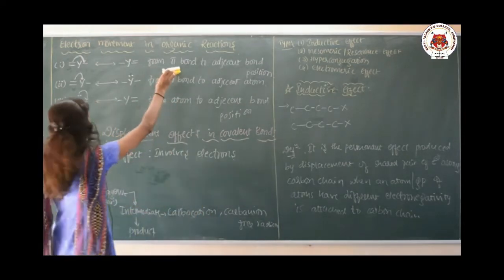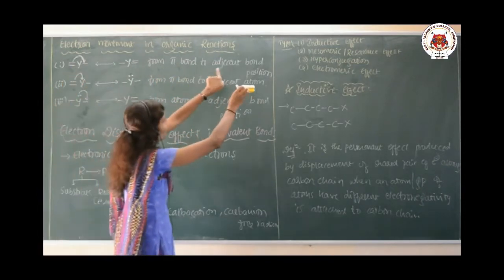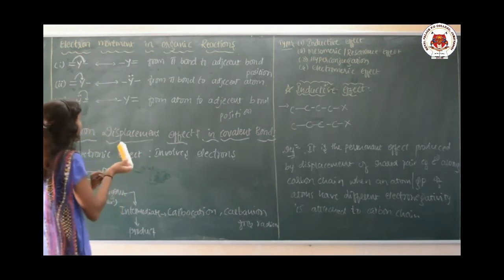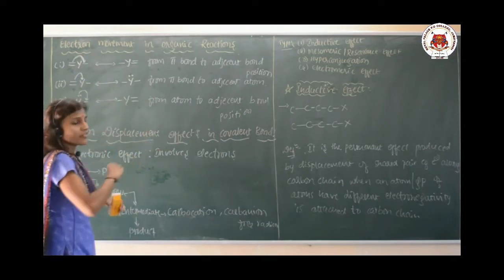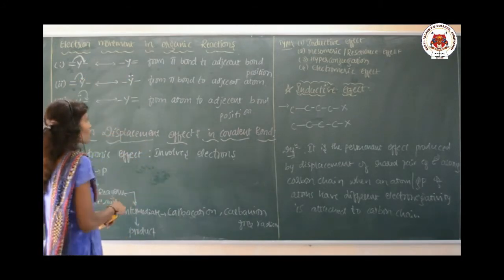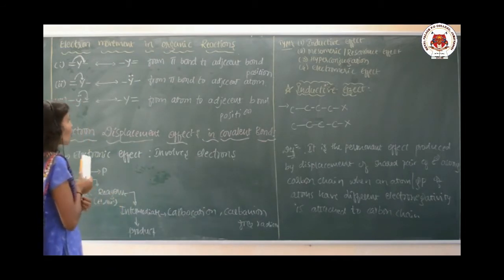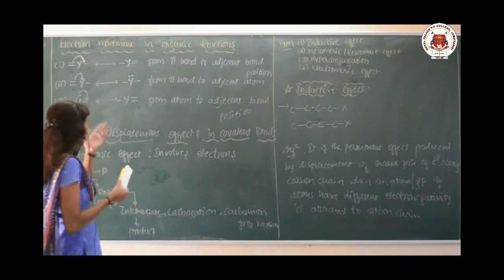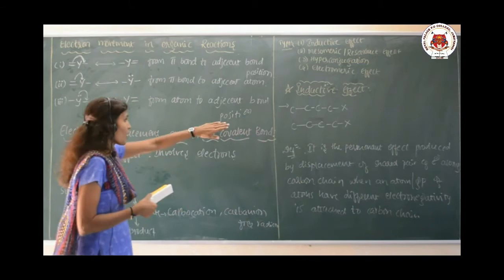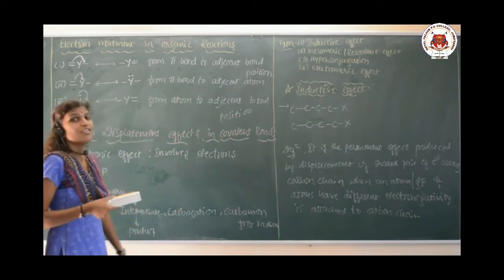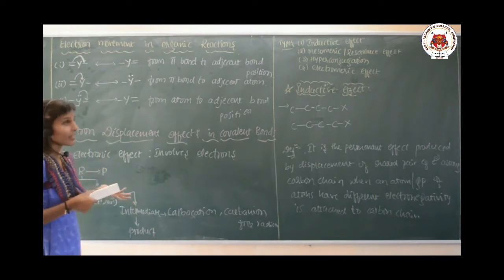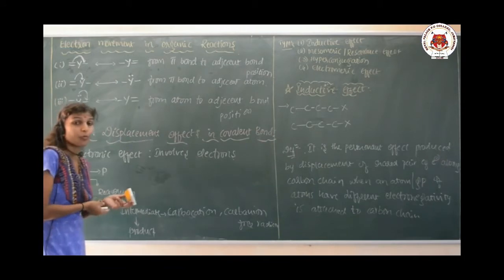In the first case, the pi bond is shifted to the adjacent position. In the second case, the pi bond is shifted to the adjacent atom, that is what is shown here. And in the third case, from the atom the electrons are shifted to the adjacent bond position, we can say. Okay. So, this is how we can explain a little idea regarding the electron movement or bond shifting.